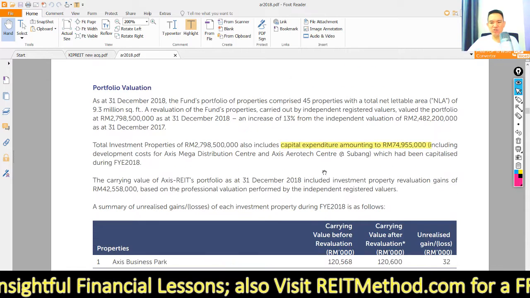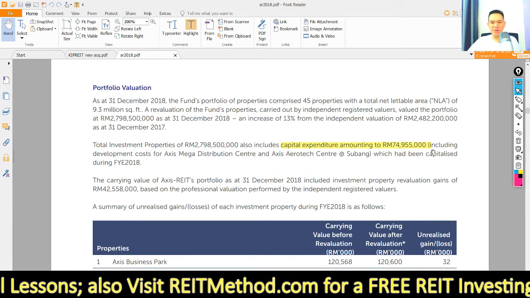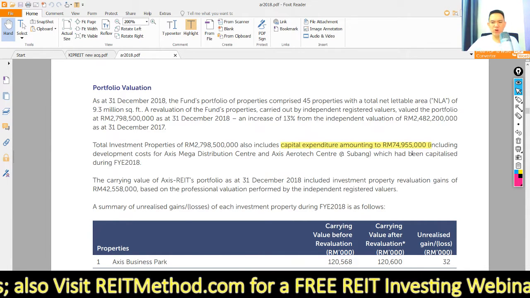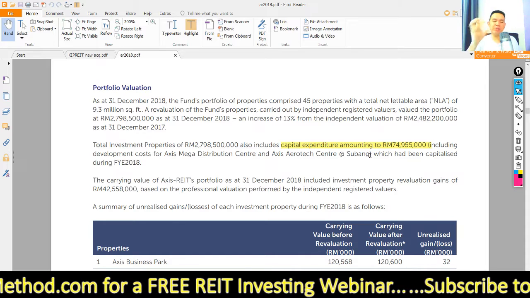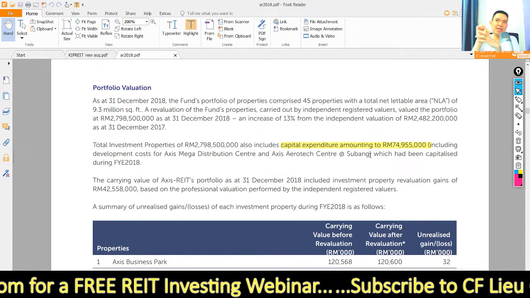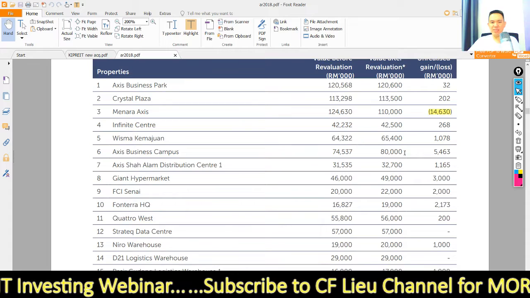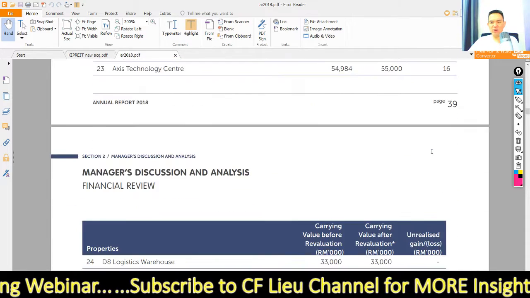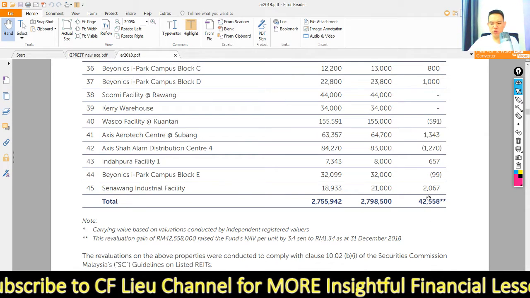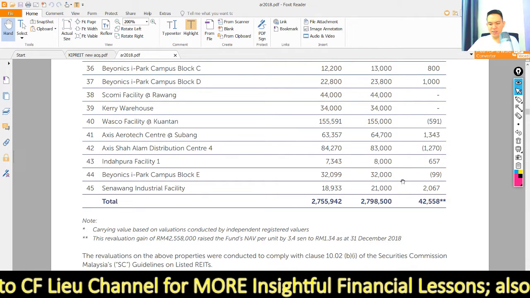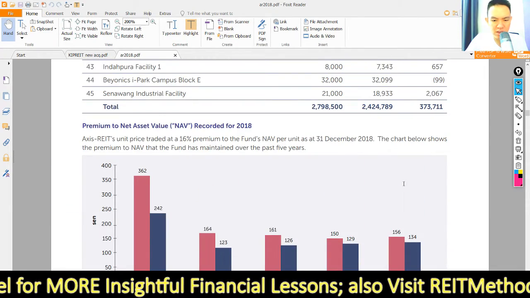Moving on, for AXIS REIT, they say the total investment property of 200.8 billion also includes capital expenditure of 74 million, including development costs and all that, which has been capitalized. So when they develop this, there's a certain cost to it also, right? So besides the property value, this cost is also capitalized. It's a capital expense which has been considered as part of the property value for AXIS REIT at this point in time. Now you can see this in another loss or gain over here. Most of the properties gain, some have valuation loss, so you can see why there's this fair value gain over here. Moving on to page 62, moving on to page 65, which is interesting.